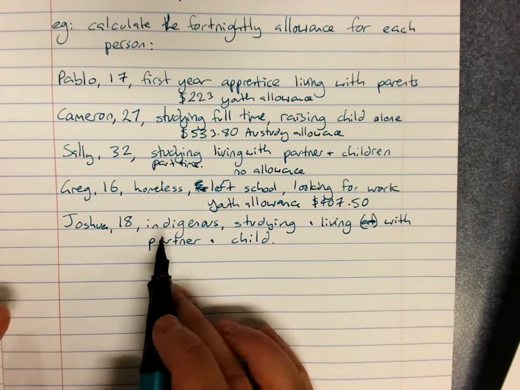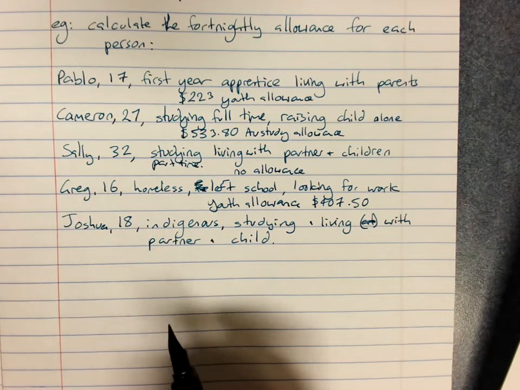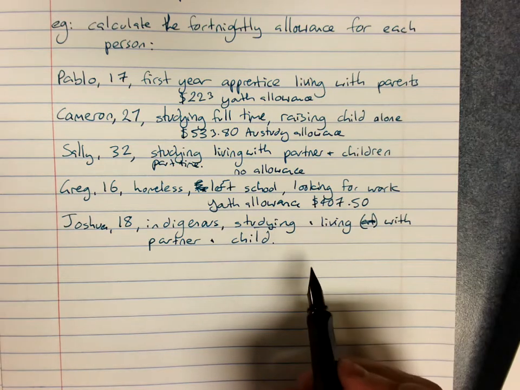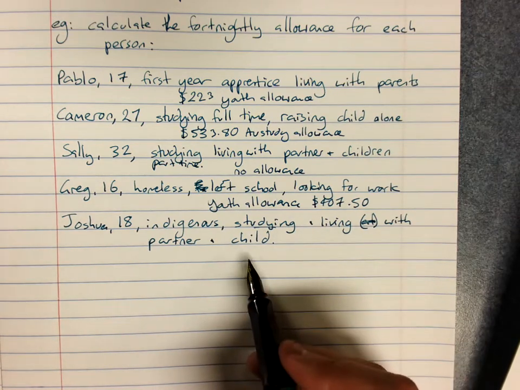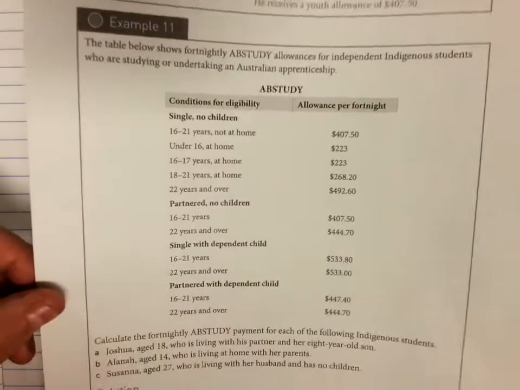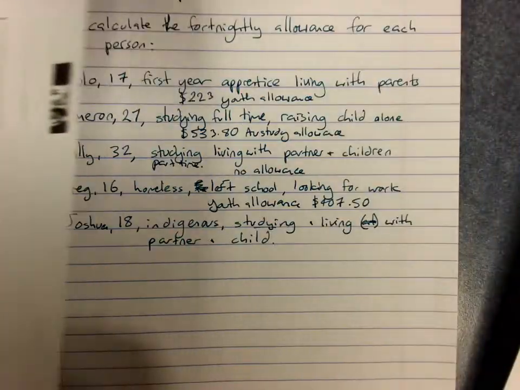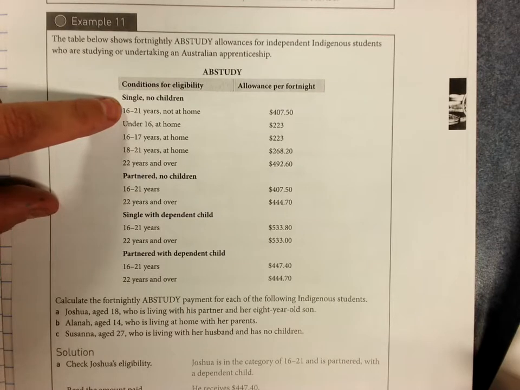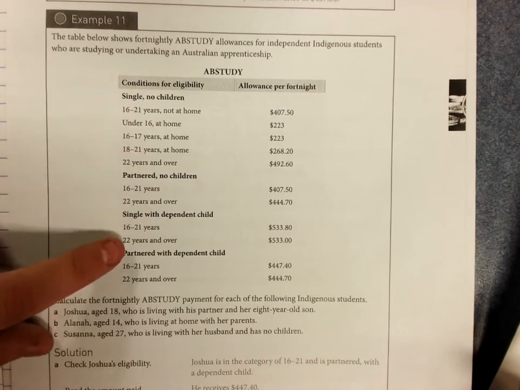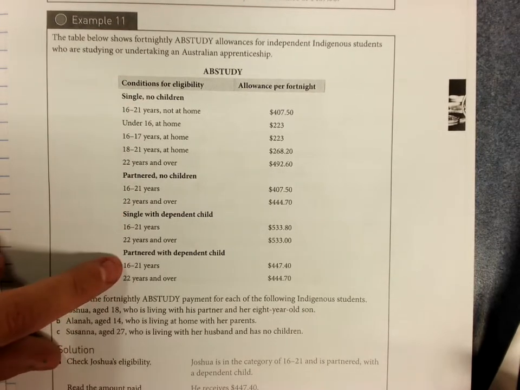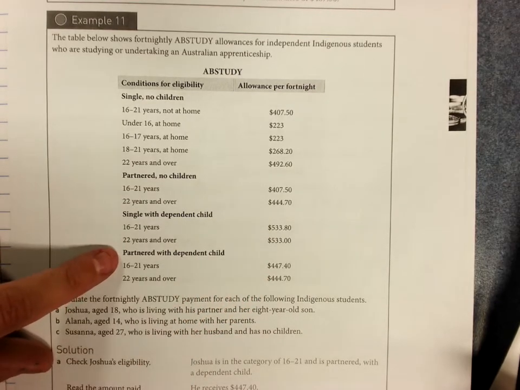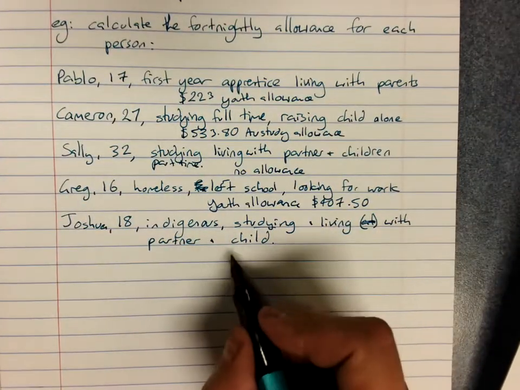Now Joshua is Indigenous, which tells us we might be looking at the AB Study if he's studying, and he is living with his partner and child. So we'd check the AB Study table. 18 to 21, single, no children, partnered with dependent child, 16 to 21, $447.40.